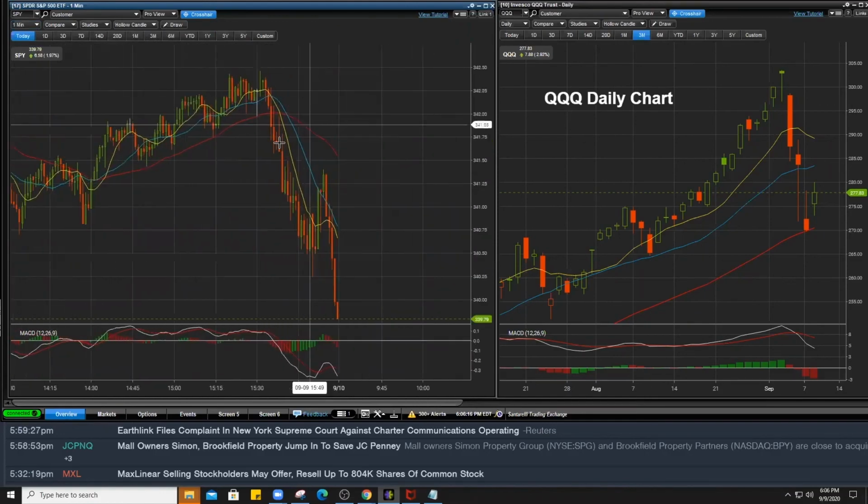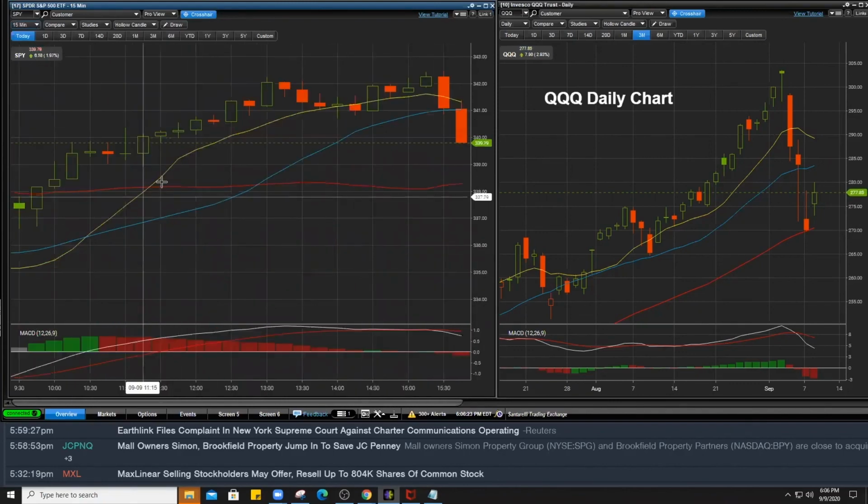Now each one of these candles represents 1 minute. If we change that from a 1 minute to a 15 minute, now each one of these candles represents 15 minutes. So you can see right here, for example, this says 12:30 down below. Next candle is 12:45. Next candle is 13:00, 13:15, 13:30. So each one of these candles now represents 15 minutes.